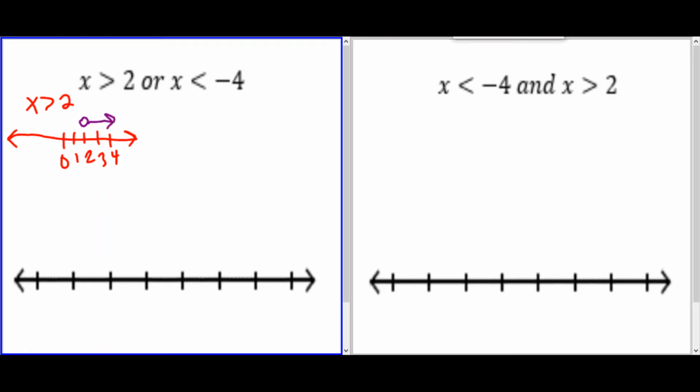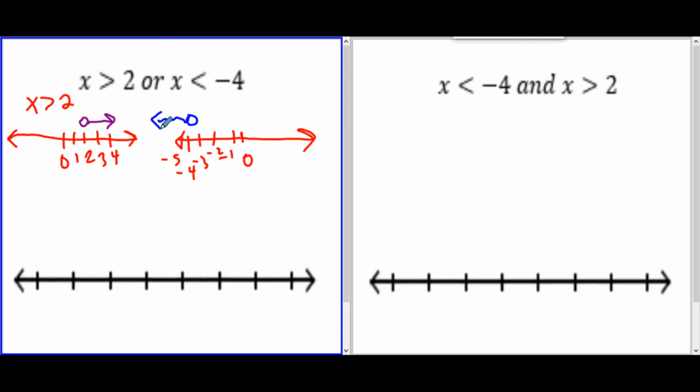For the next one, x is less than negative 4. Again, I'm going to graph the number line, plot 0, and I want x is less than negative 4. So here's negative 1, negative 2, negative 3, negative 4, and negative 5. So at negative 4, I'm going to put an open circle, again, because it's strictly less than, and I'm going to shade to the left. So I'm going to go that way.